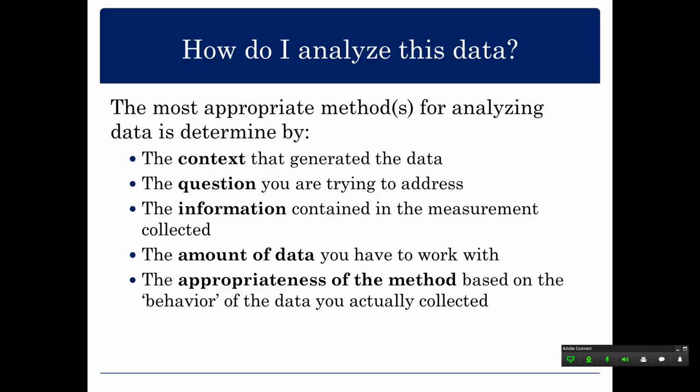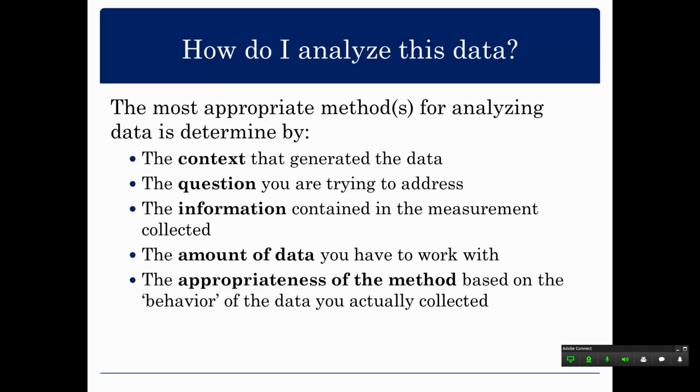You also have to understand the specific type of question that you're trying to address. That seems pretty obvious, but sometimes in meetings we have to figure out what that question is. What's the denominator of this fraction that we're trying to estimate? We don't really know what our population necessarily is. What's the information contained in the measurement that you collected? So that links back to what we talked about last week in terms of levels of measurement of a variable. How much data do you have to work with?